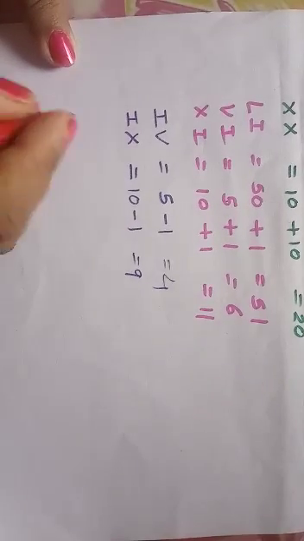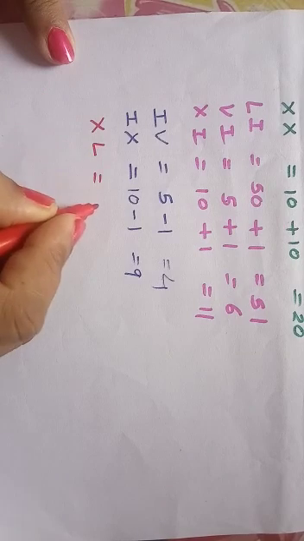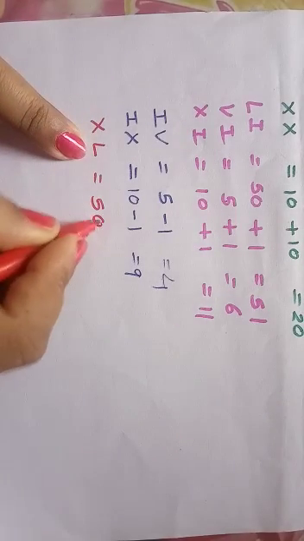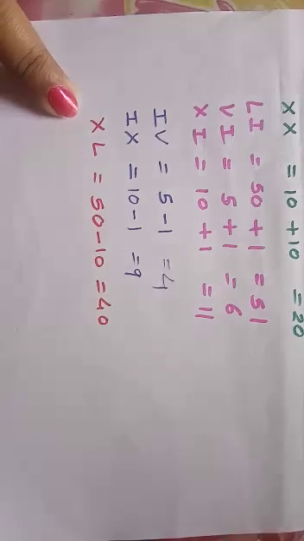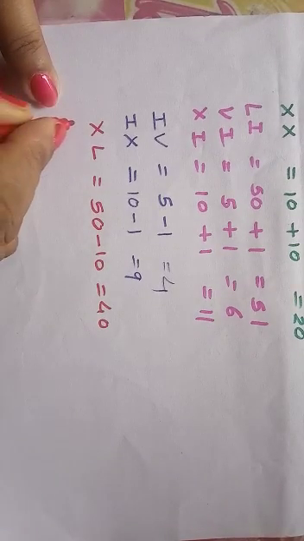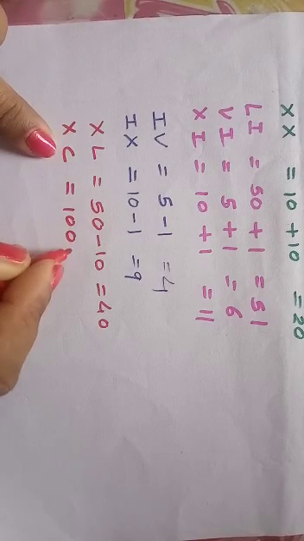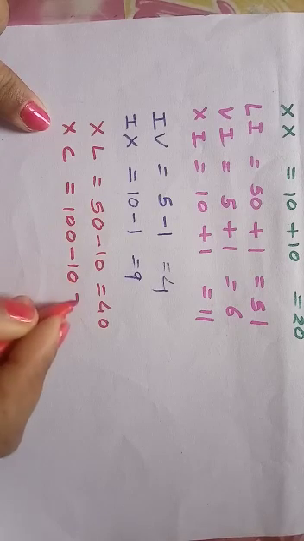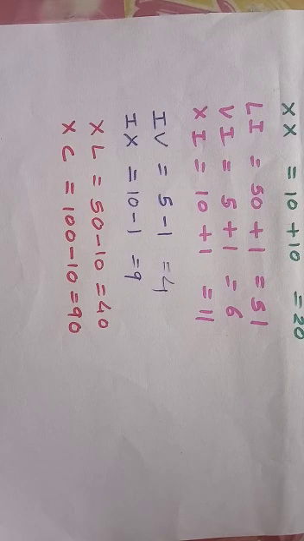Let us see. If I am writing here X, L, that means 50 minus 10 is equal to 40. If I am writing here XC, C stands for 100. 100 minus 10 is equal to 90. There is no zero in Roman system. Roman system does not use place value to write the numbers.